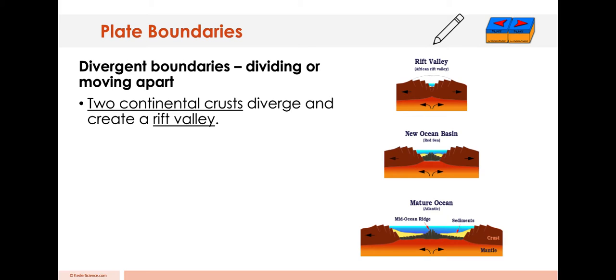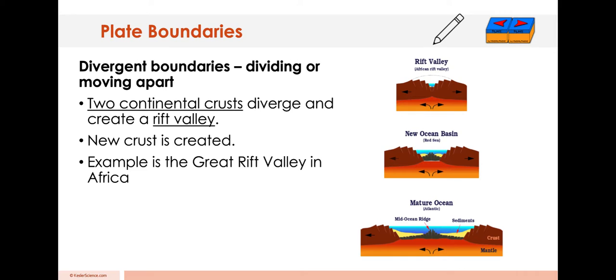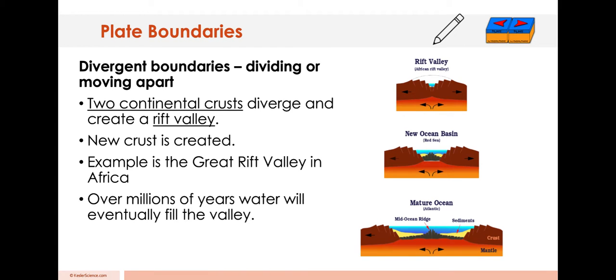This happens, so a rift valley happens when two continental crusts diverge. So remember, mid-ocean ridge if it's oceanic crust diverging, rift valley if it's continental crust. Again, new crust is created, and an example of this is the Great Rift Valley in Africa. Okay, eventually over time, it will fill in with water. That's just what happens. The areas, especially because they tend to be lower than sea level, will get covered up.